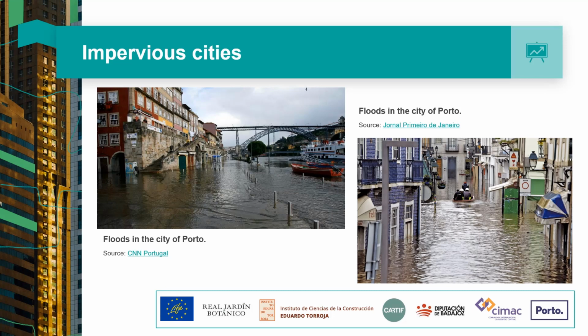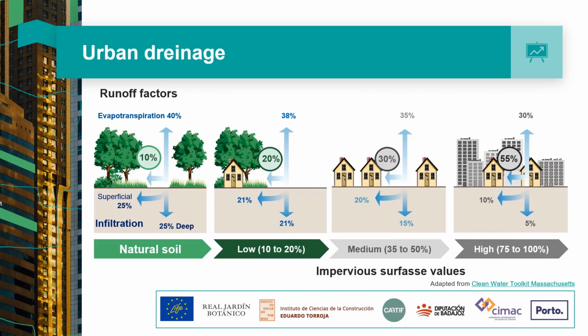In a climate change scenario, it is expected that these episodes of intense precipitation will become increasingly frequent, putting at risk the drainage infrastructure and also the entire city. In this slide, we can see the differences in runoff values as well as the different amounts and destinations of rainwater depending on the type of soil.